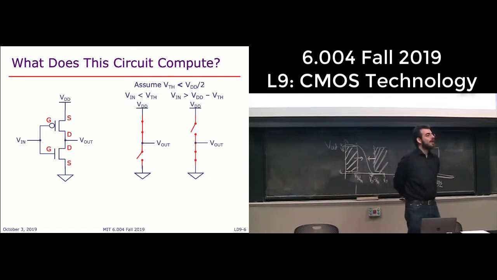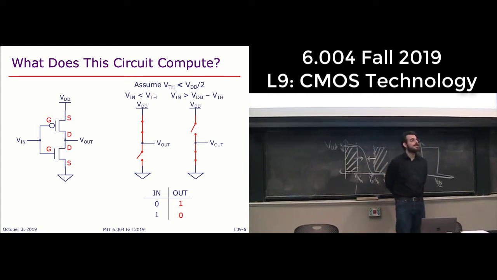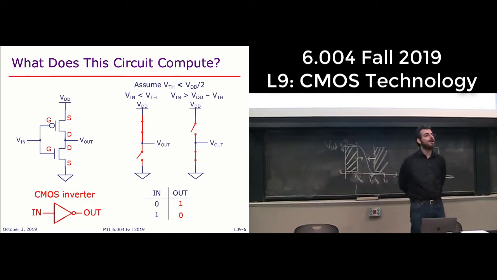Okay, what function does this implement? Let's forget about voltages for a second and think about digital zeros and digital ones. If I have a digital 0 at the input, what output do I get? A 1. And if I have a 1 at the input, I get a 0 at the output. So what device is this? An inverter. Yes. So this is how you build a CMOS inverter.